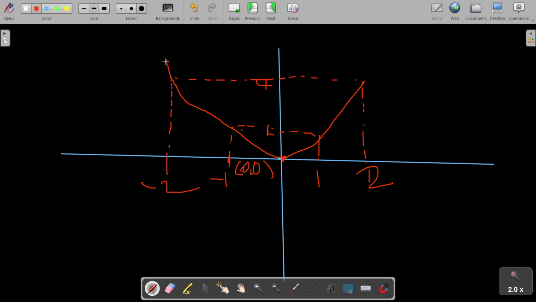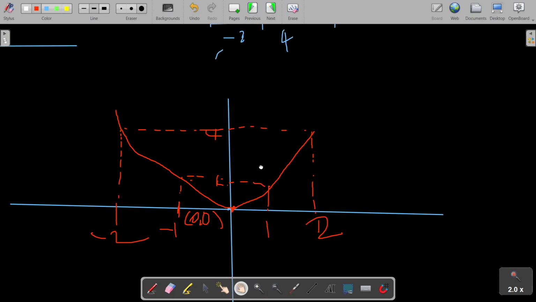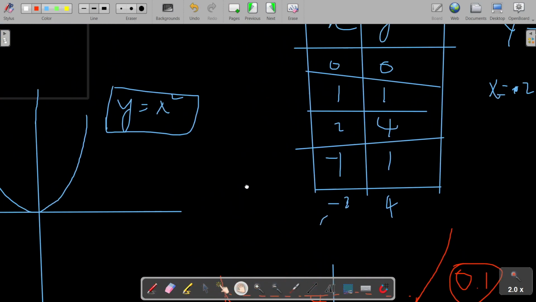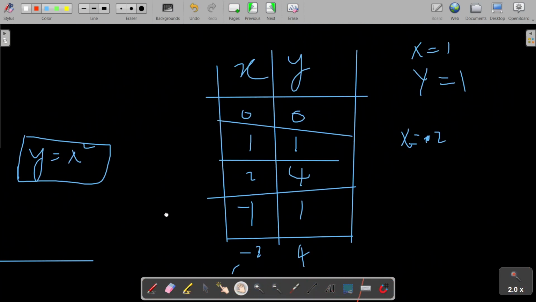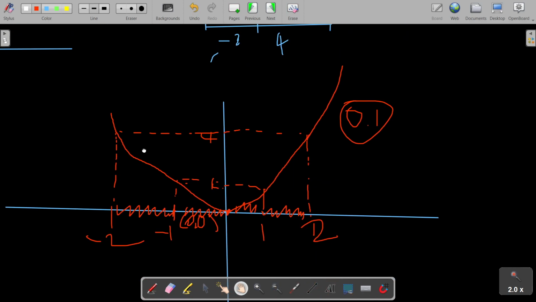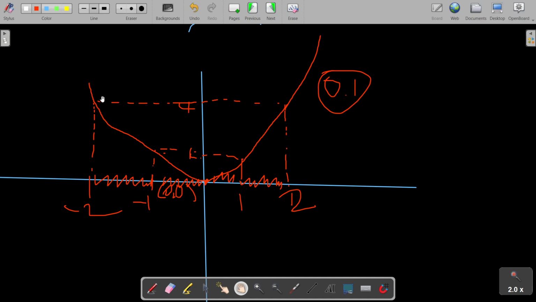I'm taking integers only. It also works with decimal numbers, decimal points. If I put 0.1, then this also represents, in this case, we can see that there are decimal numbers between them. They are also included. To make this easy, I am using only integers. So we can see that this is forming a curve like this.